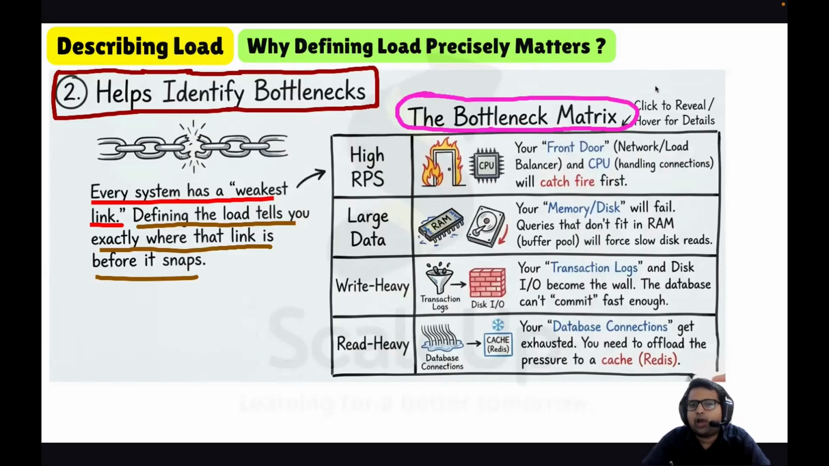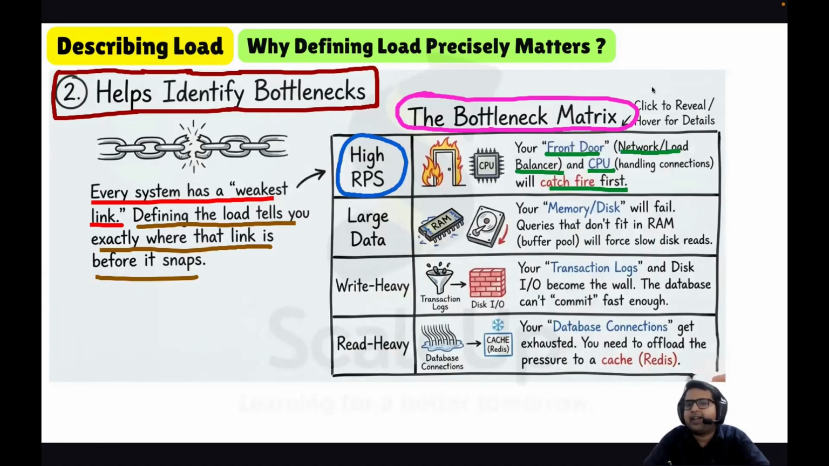If we talk about high requests per second, high RPS, high throughput, then your front door and the CPU will catch fire first. For high requests per second, the weakest link will be the front door and the CPU. When I talk about the front door, I am talking about the network bandwidth and the load balancer, because if requests per second is high, the load will be on the network bandwidth, the load balancer, and also on the CPU. So the front door and CPU will catch fire first.